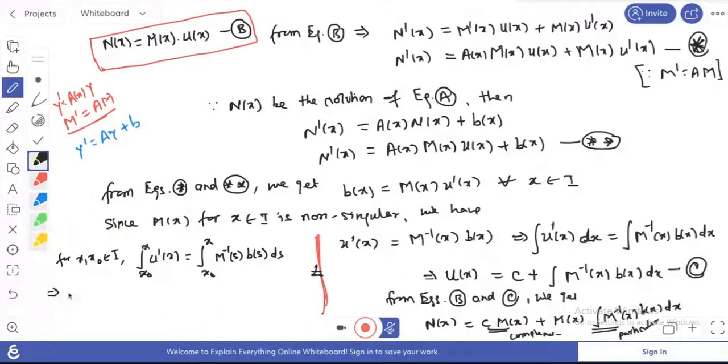So here you obtain u(x) minus u(x naught) equals the integral from x naught to x of m inverse(s) b(s) ds, if there is an initial value problem. So if it is an initial value problem, then from this you go through this step, and if there is no initial value problem, then you go to that step.